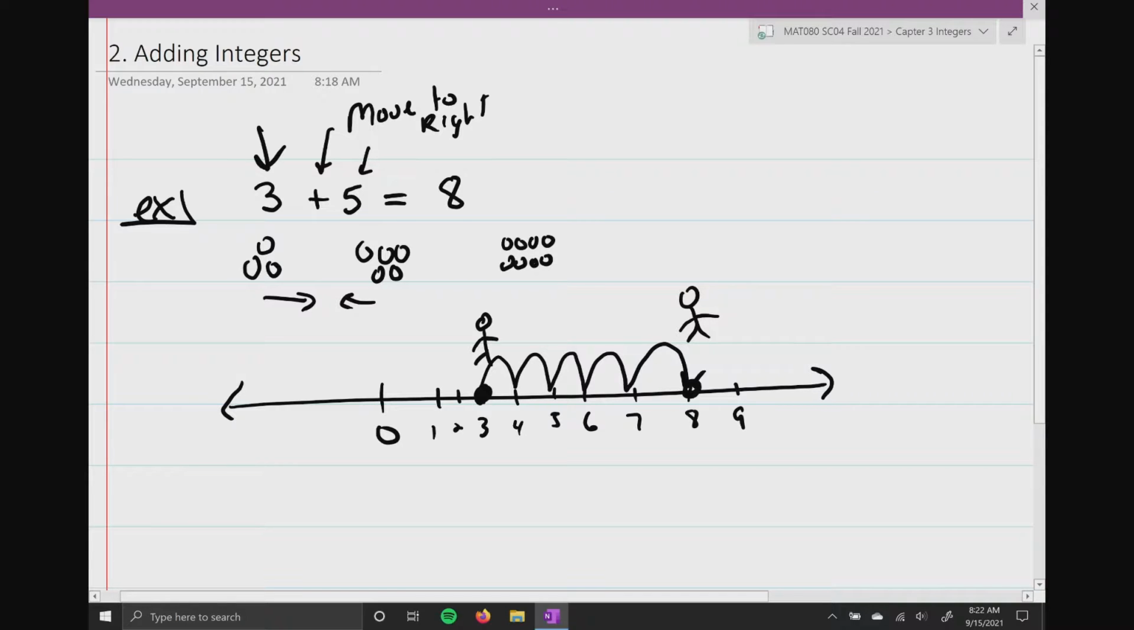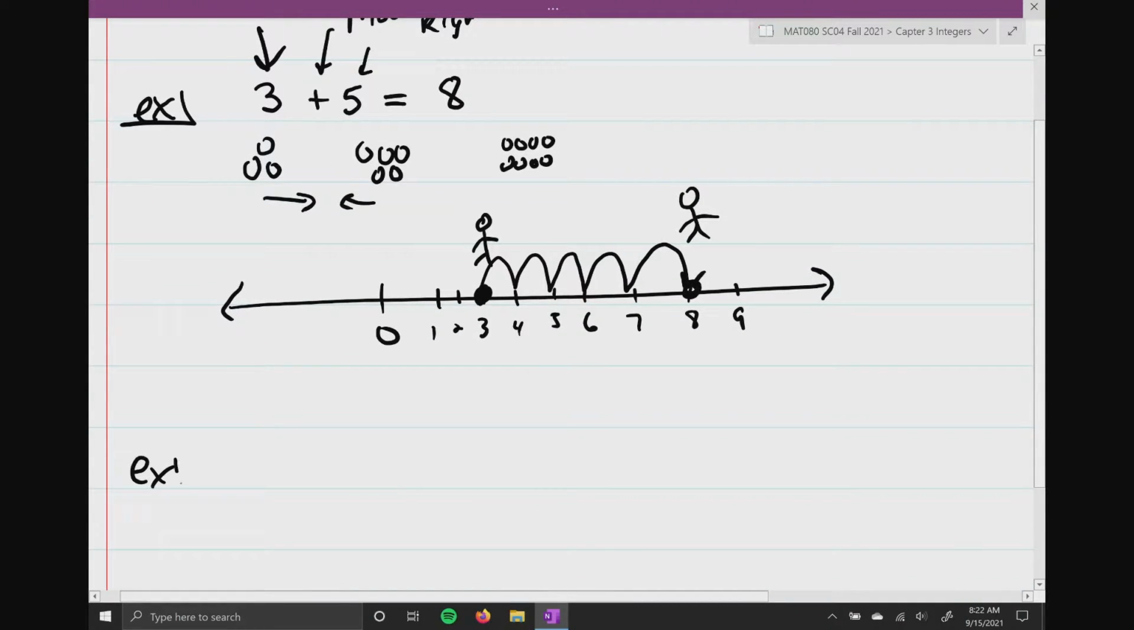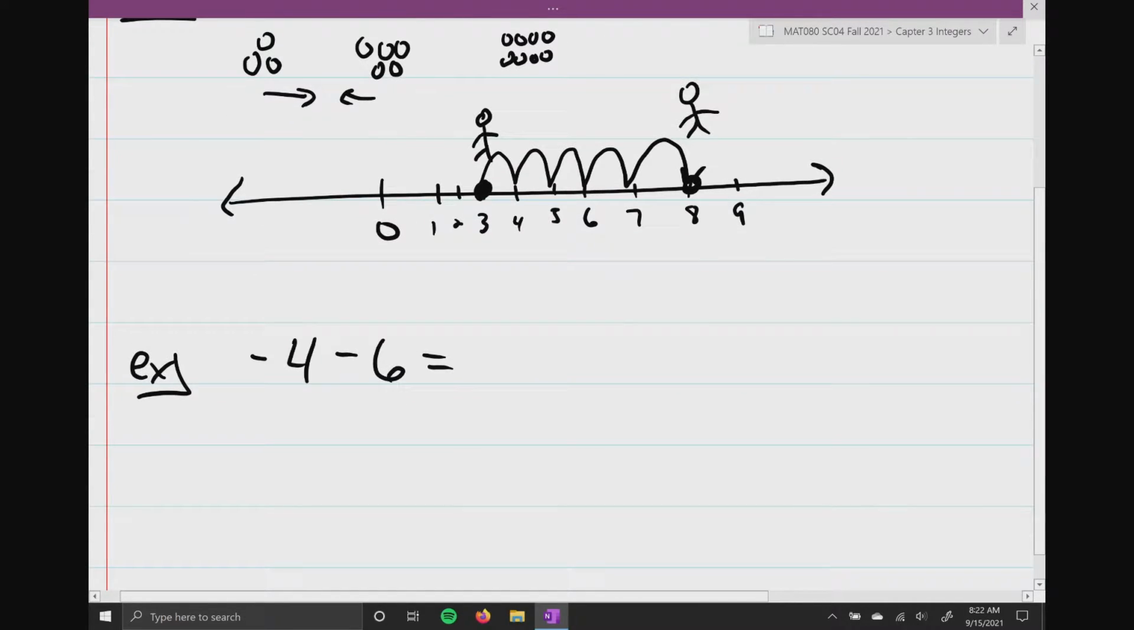Now, I want you to think about the next problem the same exact way with this number line, and I want you to tell me what it is. So here's your example. -4 minus 6. Tell me what you get.